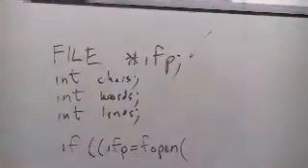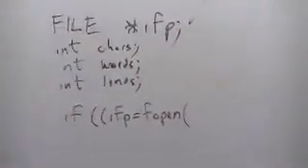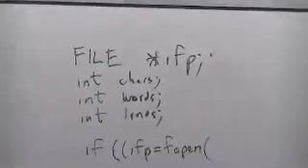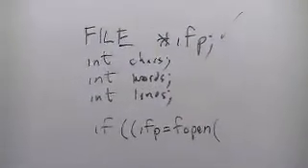Now, what should be the initial value of these things? 0. So you either initialize them to 0 later, or at declaration time you say int chars equals 0, semicolon. Now, what if you never initialize them? What's going to happen? Then it's arbitrary.